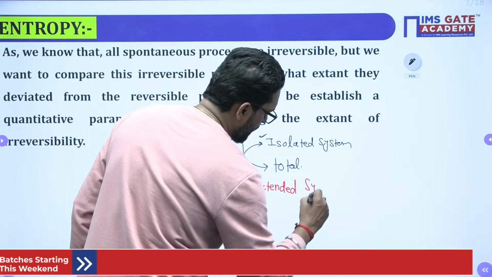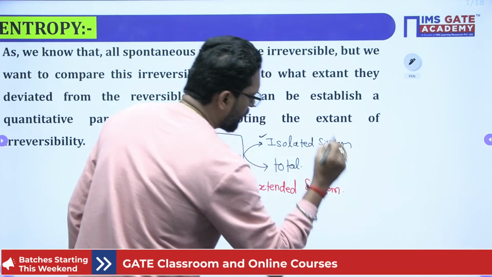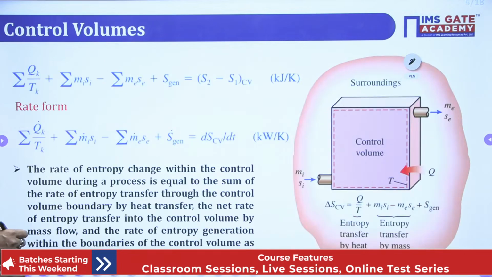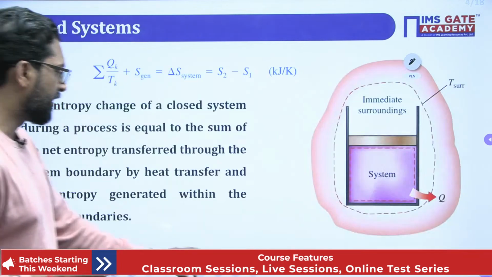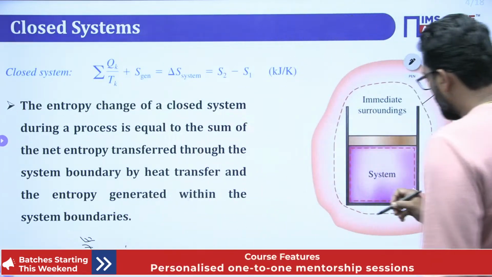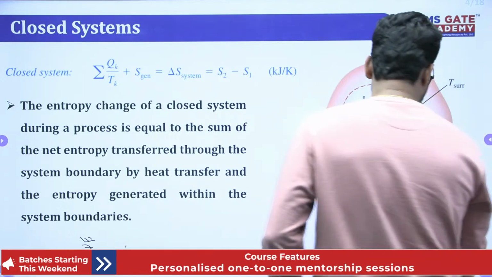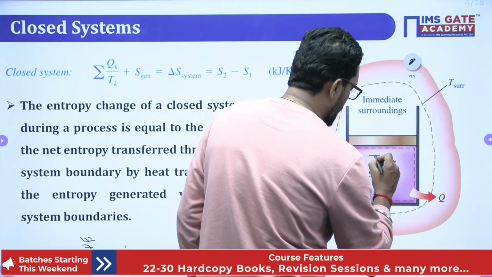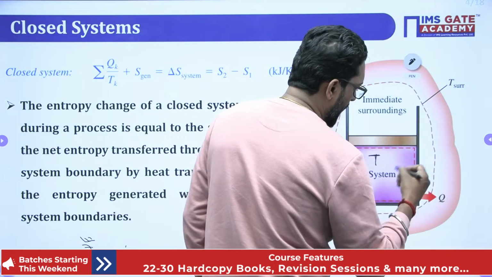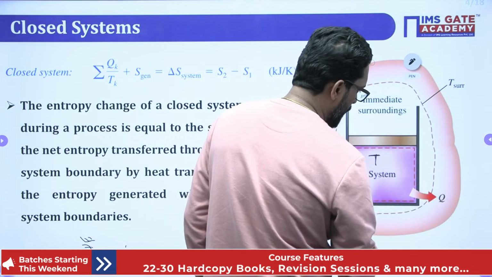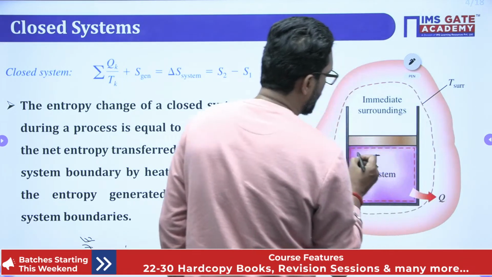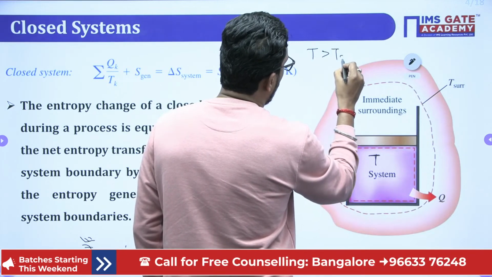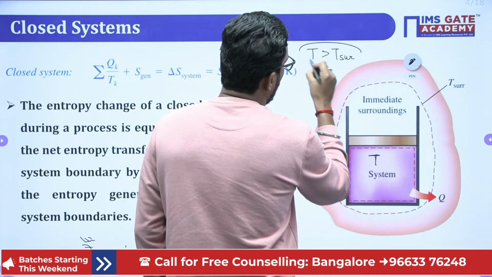So my dear, see this one. If this is your system, then this is your extended system. That means if heat transfers from the system to the surrounding, the system temperature is T, the system boundary temperature, and this is your surrounding temperature. Let's suppose T of system is greater than T of surrounding.